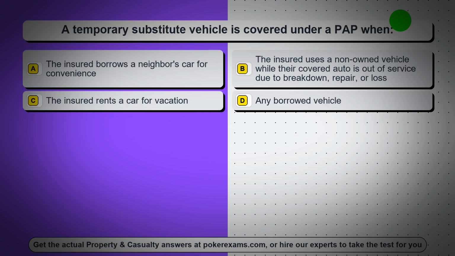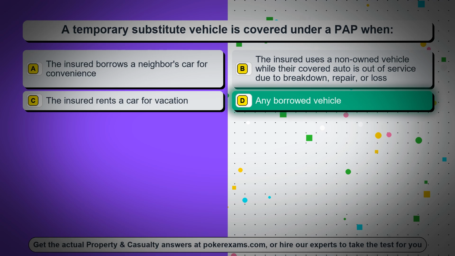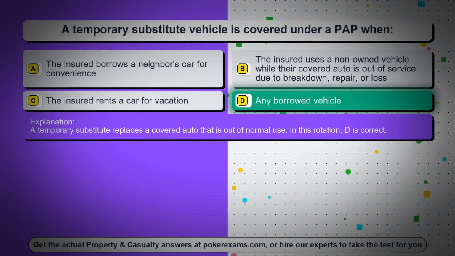Question 71. A temporary substitute vehicle is covered under a PAP when. Option A, the insured borrows a neighbor's car for convenience. Option B, the insured uses a non-owned vehicle while their covered auto is out of service due to breakdown, repair, or loss. Option C, the insured rents a car for vacation. Option D, any borrowed vehicle. The correct answer is option D, any borrowed vehicle. A temporary substitute replaces a covered auto that is out of normal use. In this rotation, D is correct.